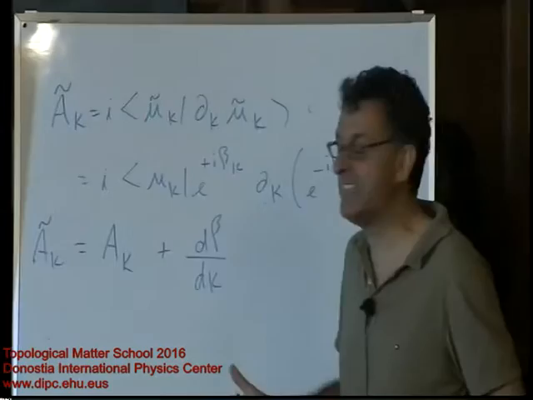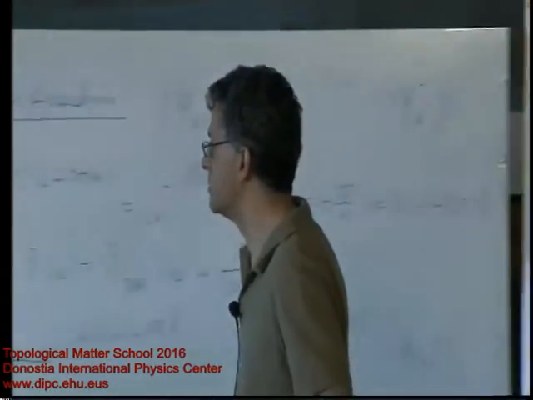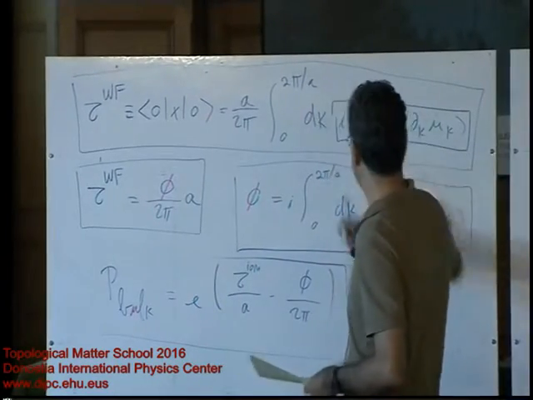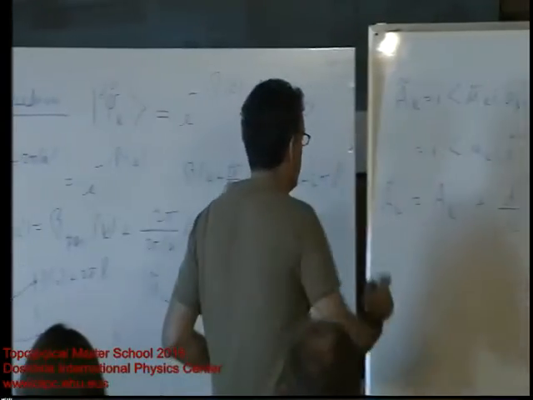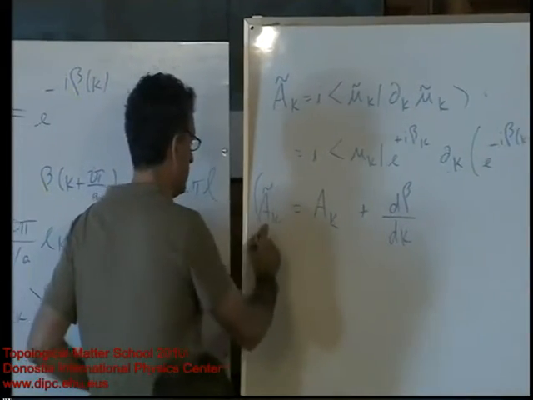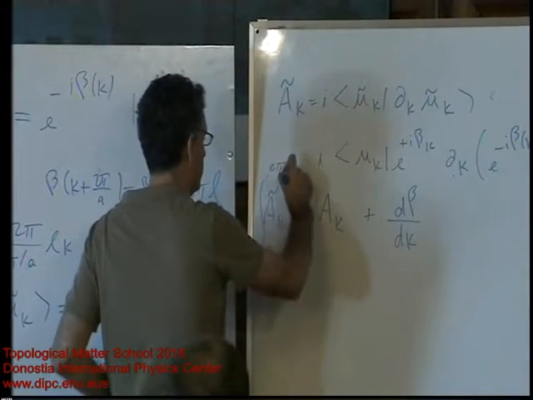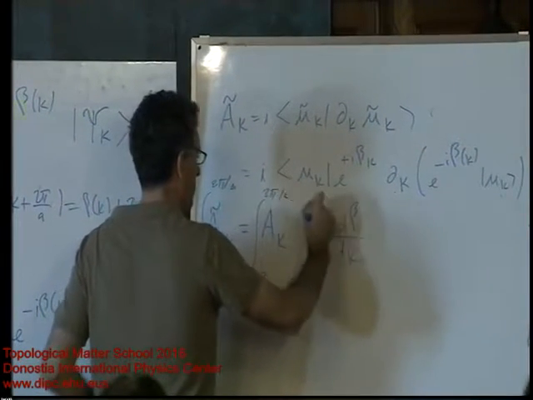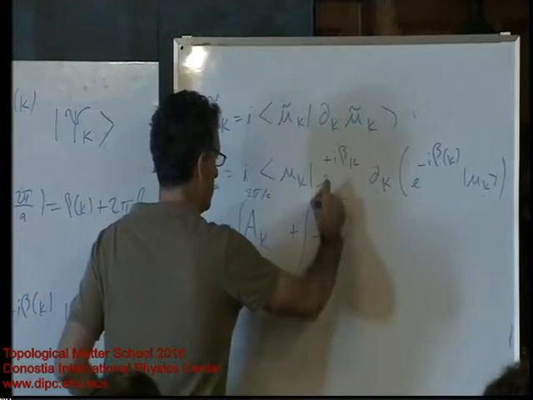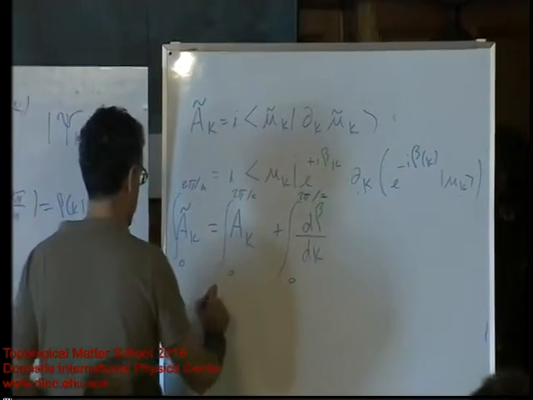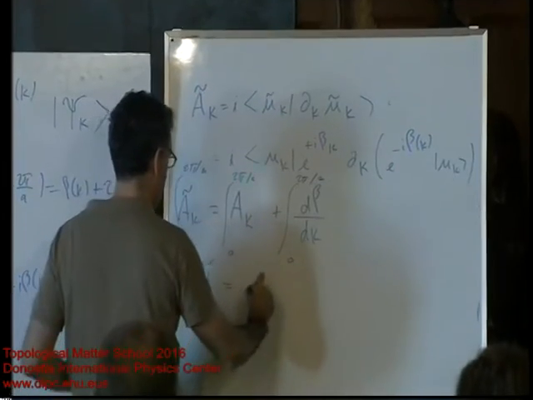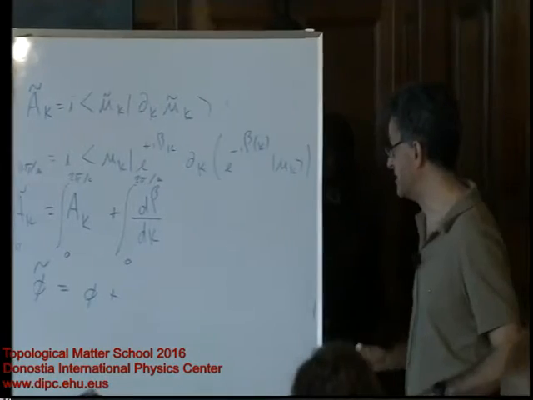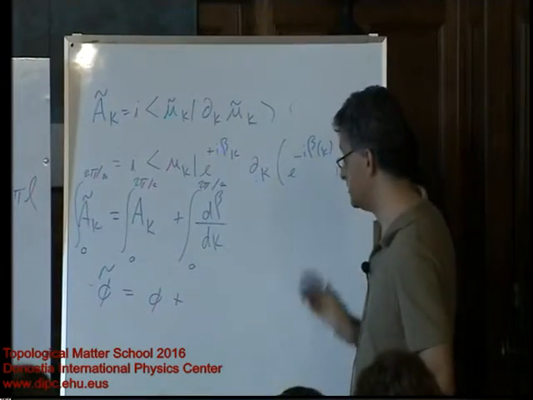But the Berry connection in itself is not the end product. What is related to the physical observable is the Berry phase, which is the integral of that, right? So obviously, if we now integrate this from 0 to 2 pi over a, and we integrate this from 0 to 2 pi over a, and we integrate this from 0 to 2 pi over a, what we get is that the new phase is equal to the old phase plus what? It's the integral of a derivative, so it's the difference between the endpoints, right?